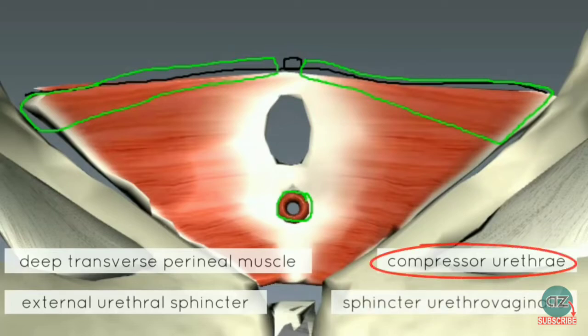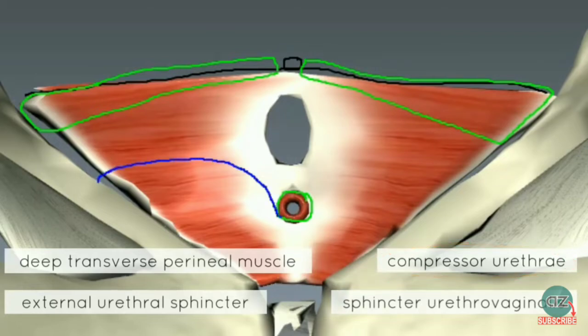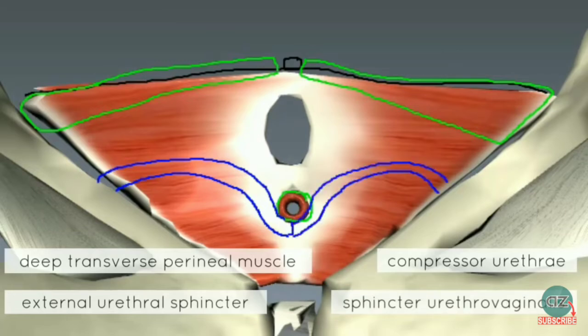So the compressor urethrae originates from the sides of the ischiopubic ramus, and then it loops in like this and meets anteriorly to the urethra. So you've got this compressor urethrae muscle, and it meets anterior to the urethra. So this muscle aids the external urethral sphincter in closing off the urethra.